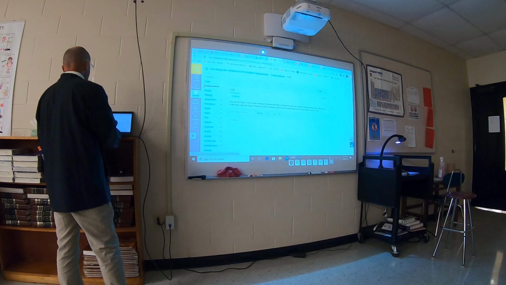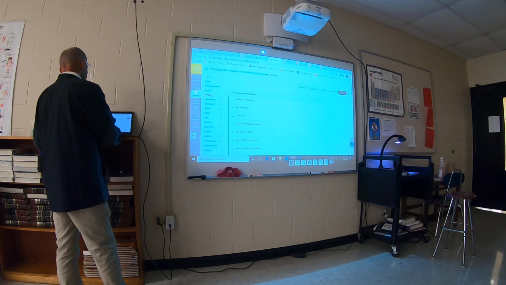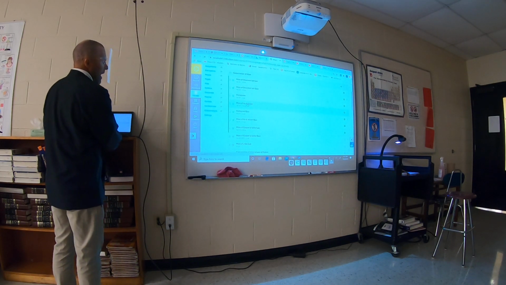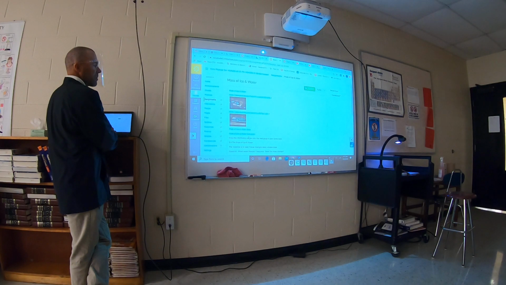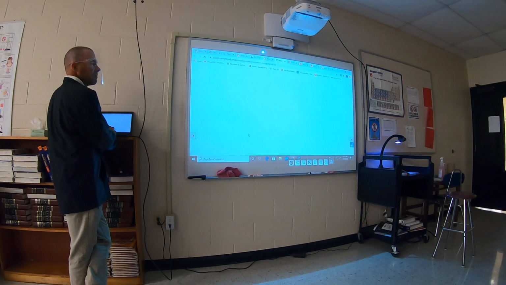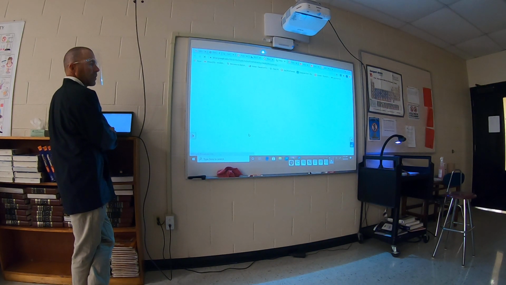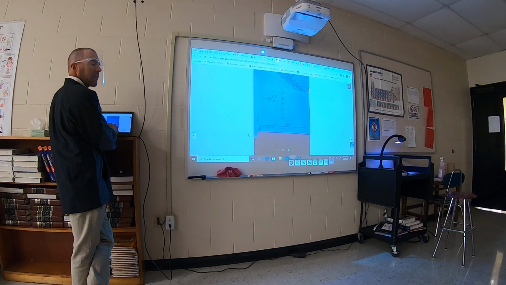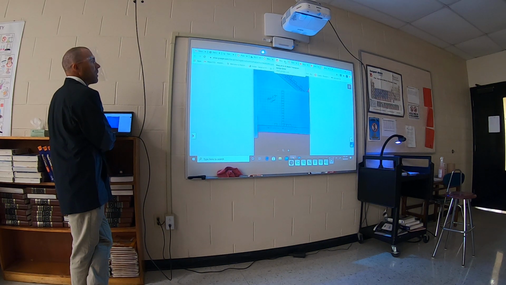And so let me show you a couple things. If you look on Canvas, if you look under the modules at the mass of ice and water, I attached the histogram that we just got done making. So if you need to go back and look at it, it's attached on there. All right?